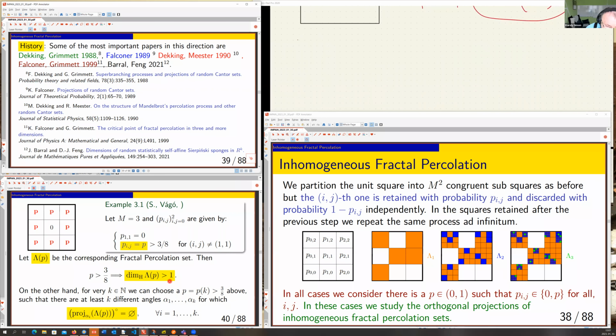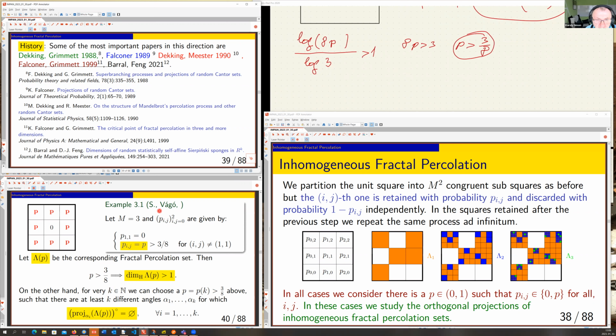Because the Hausdorff dimension is the logarithm of the expected number of children divided by the logarithm of the reciprocal of the contraction. Now, for the expected number of children, you have 8 squares, each of them selected with probability P. So this is going to be bigger than 1 if 8P is bigger than 3, which means that P is bigger than 3/8. So this is the threshold for having dimension bigger than 1.